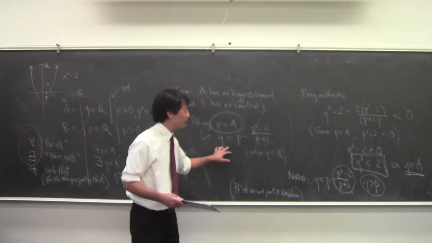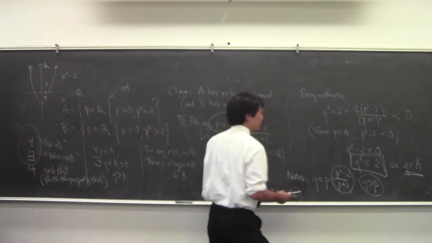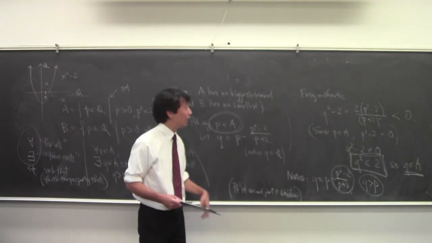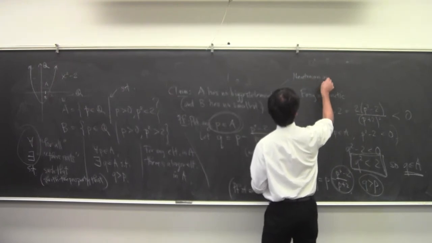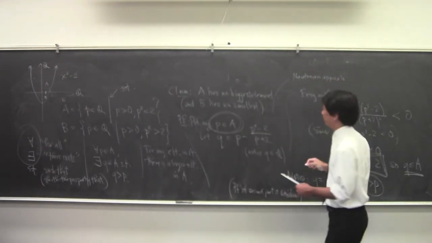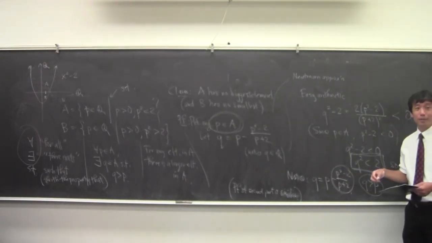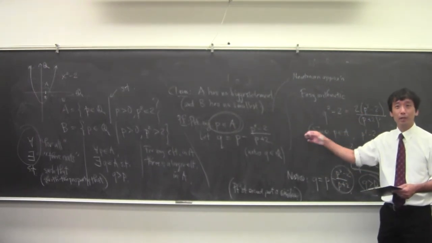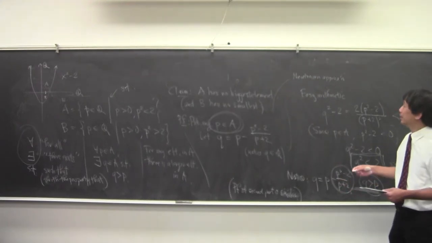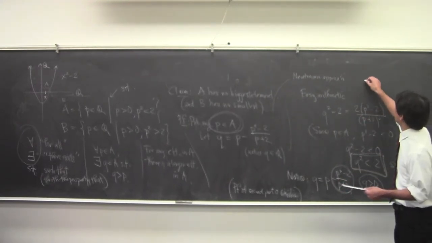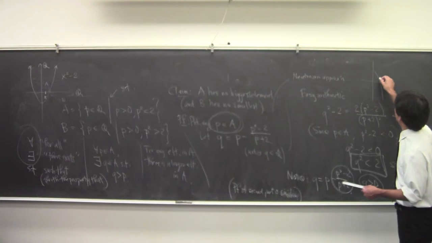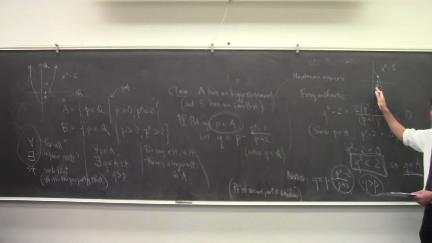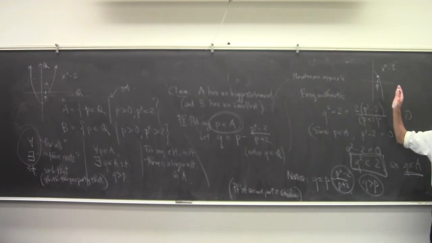So I was thinking, why did we choose this number? If you look up something called Newtonian approximation, this isn't exactly what's going on here, but it's very close. Suppose I have x squared minus 2, and I make some guess as to the actual answer. So suppose I'm looking for the square root of 2.